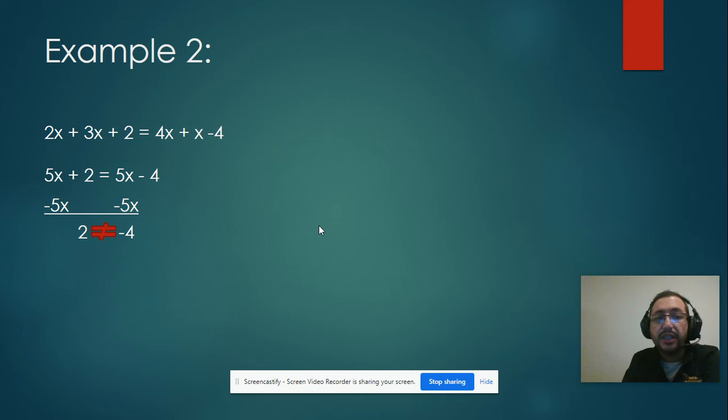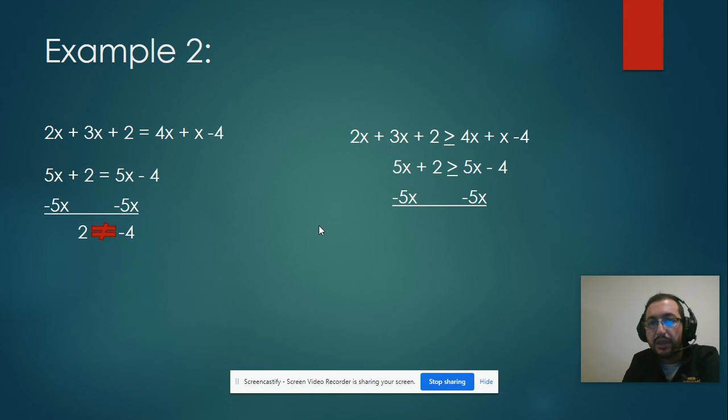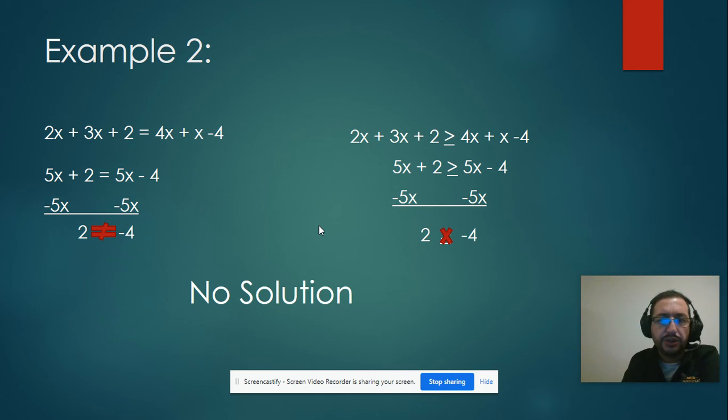Since 2 is not equal to negative 4, this statement is not true, so we're going to say we don't have a solution. If we don't have a variable and the statement is not true, we say we don't have a solution. The same example using an inequality sign, 2 greater than or equal to negative 4. This statement is not true, so we're going to have no solution. So this is the second outcome that you may have when we're solving equations or inequalities.